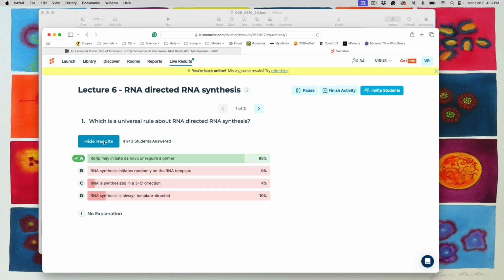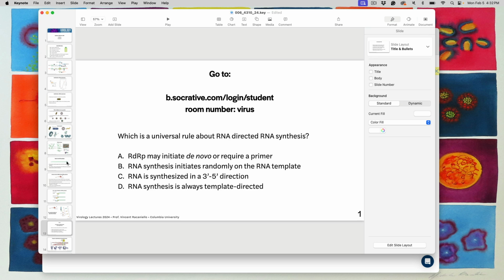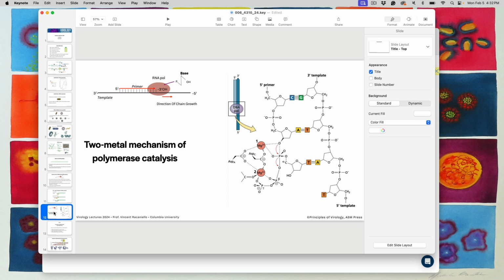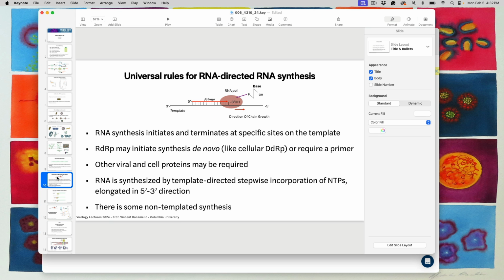So most of you got the right answer. The correct answer is RDRPs may initiate de novo or require a primer. Initiates randomly? No, it always initiates specifically on the template. Nobody got that, that's good. It's synthesized in the 3' to 5' direction? No, it's synthesized in a 5' to 3' direction. The template is copied in a 3' to 5' direction. It's always template directed? No, it's not, and I'll show you the slide where I said that. There is some non-templated synthesis, which we'll actually see today.